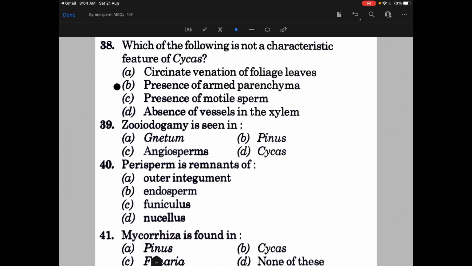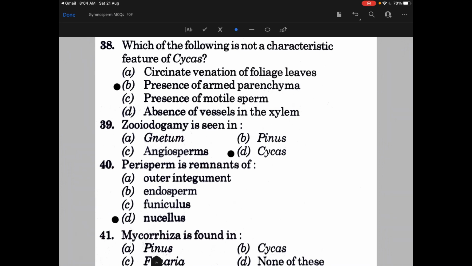Next, iodogamy is seen in dash, and the answer is D, that is Cycas. Next, perisperm is a remnant of dash. The answer is D, that is nucellus.